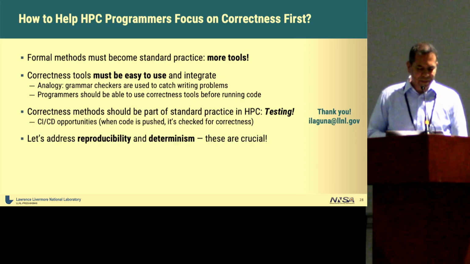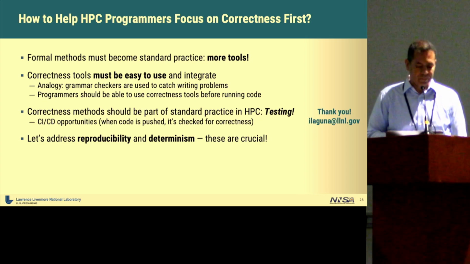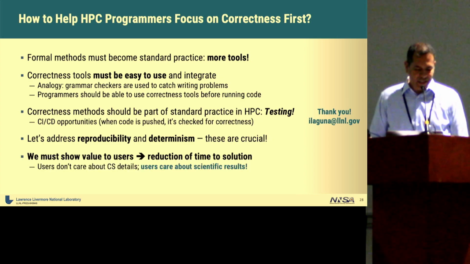And we should address the reproducibility and non-determinism problem. As I said before, these are crucial things to address because these are the aspects that make it really, really difficult to find and debug correctness problems. So let's address that. And the last thing I have to say is that we must show value to users.